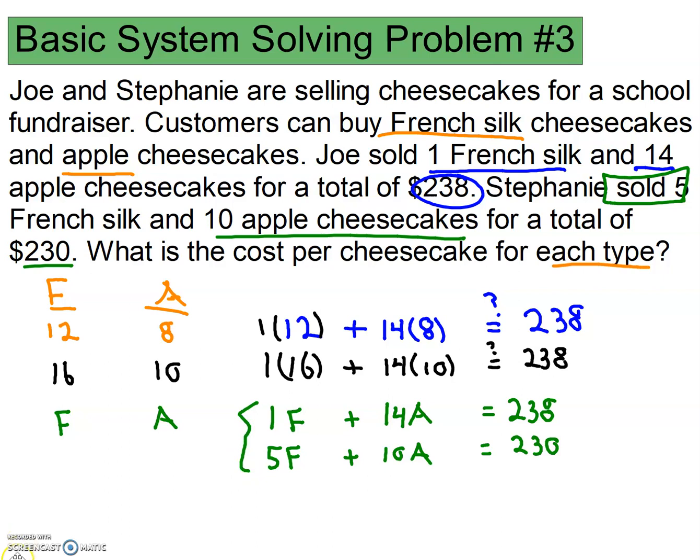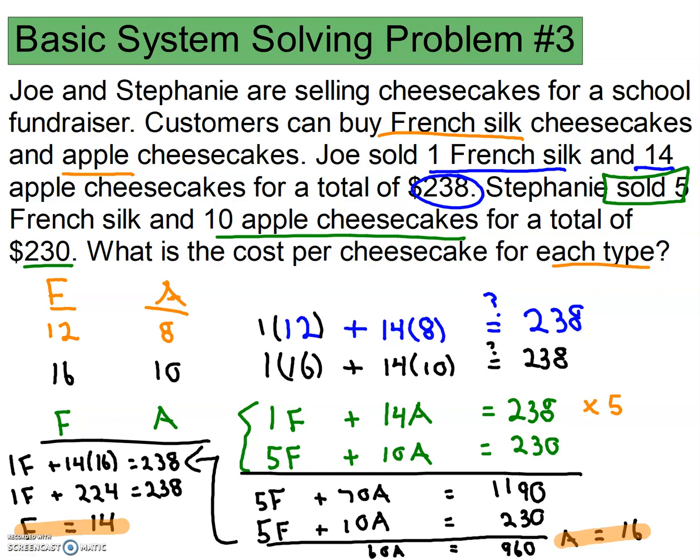I'm going to pause the video for just a bit. And I went ahead and finished up this work here. I multiplied this equation by 5 so I could get that into 5F, and that would cancel with this 5F. So that's the result I got down here. This equation right here is this one multiplied by 5. When I subtracted, I got 60A equals 960, and that works out to A equaling 16. Then I put 16 in for A, for the apple price right here, and solved for F and got 14.